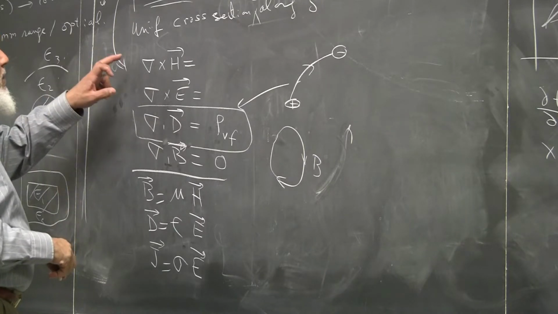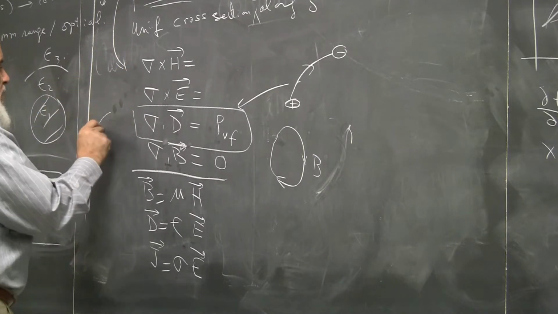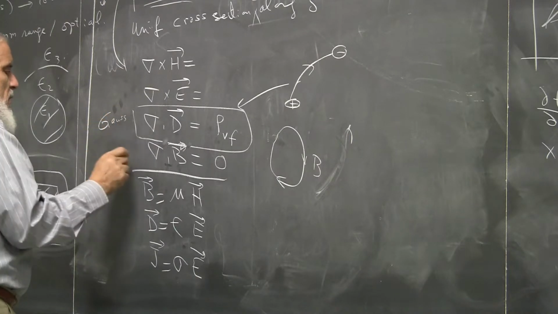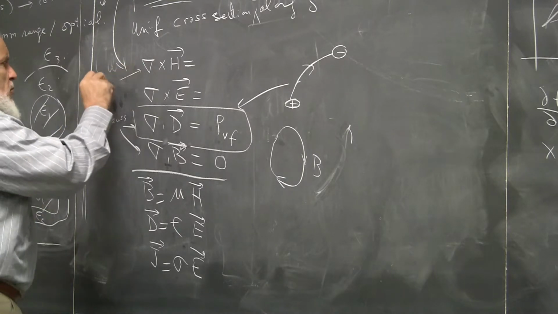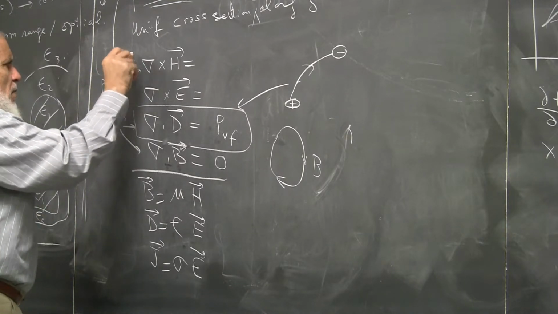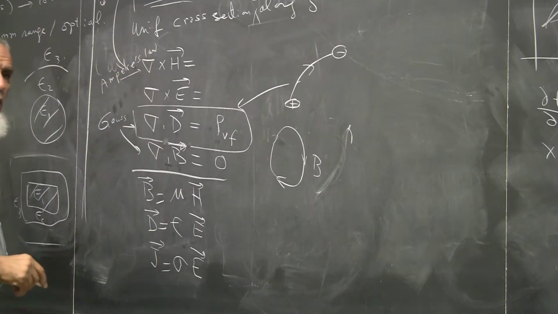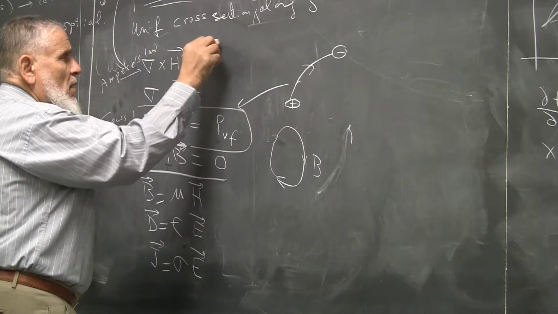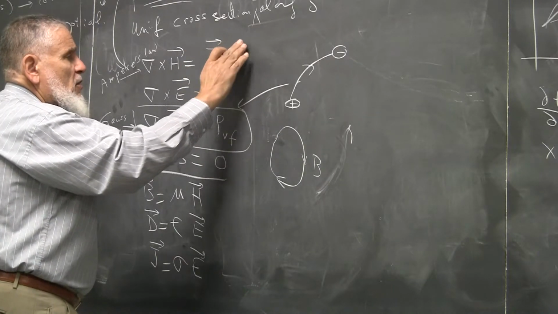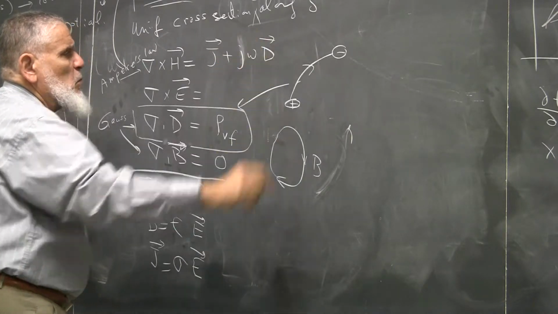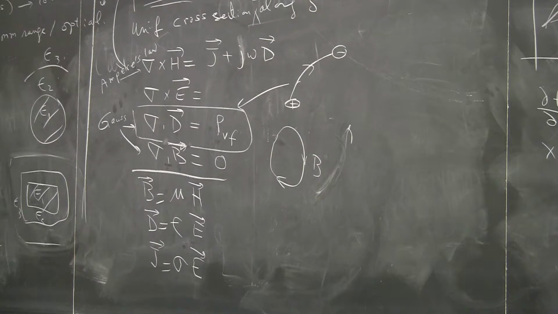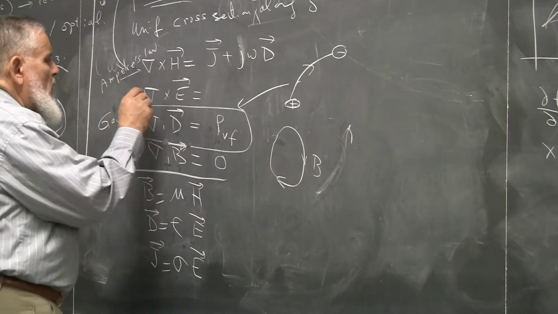This is Gauss's law for magnetism, both of these. This is what we used to refer to as Ampere's law. It says curl H is equal to J plus partial D partial T, which in the harmonic domain we write as J omega D. In the time domain it is J plus partial D partial T. That's Ampere's law. This is Faraday's law.